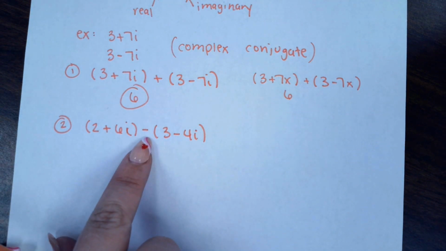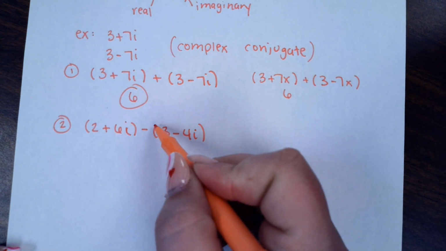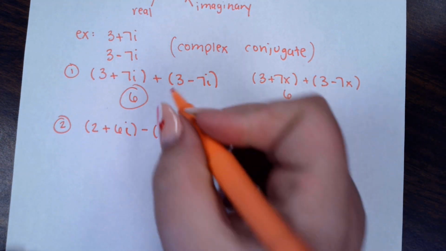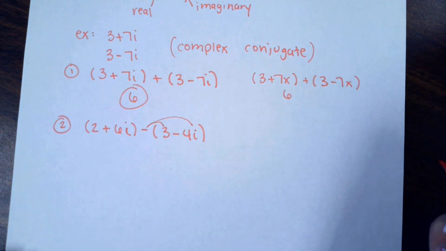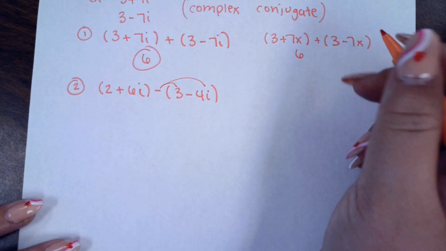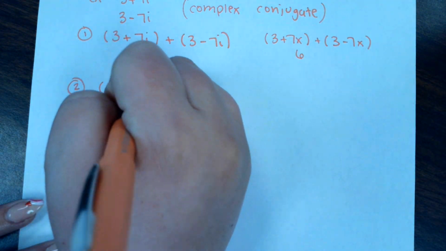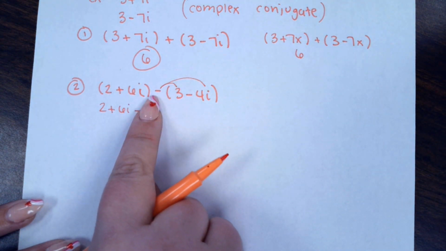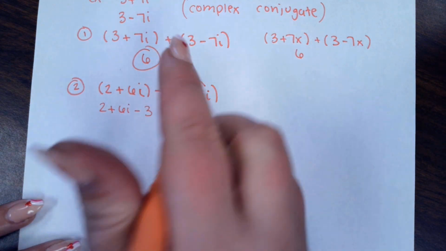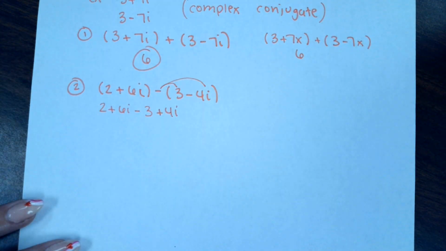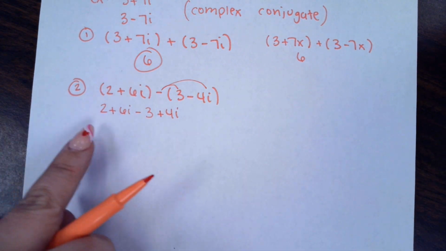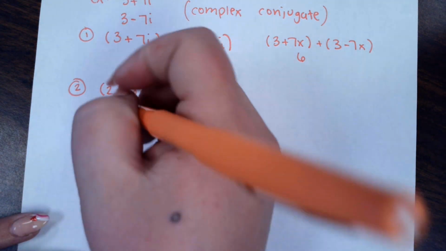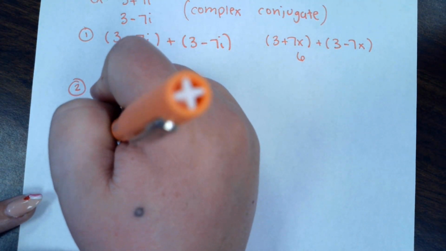When you're subtracting complex numbers, it's important to remember that we're subtracting everything that's in the parentheses. We're not just subtracting that 3 there. So if you like, you can distribute that negative first and then combine like terms. So 2 plus 6i, and then minus 3, and then minus times minus 4i is going to be positive 4i. Now we can combine like terms. So 2 minus 3 is negative 1. 6i plus 4i is 10i.